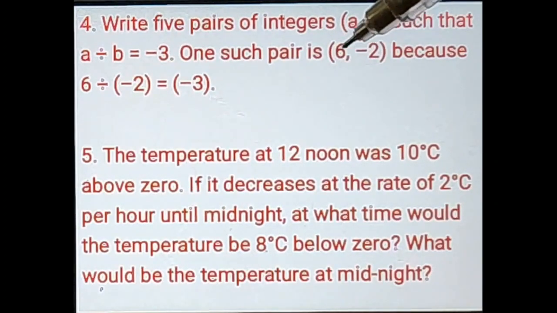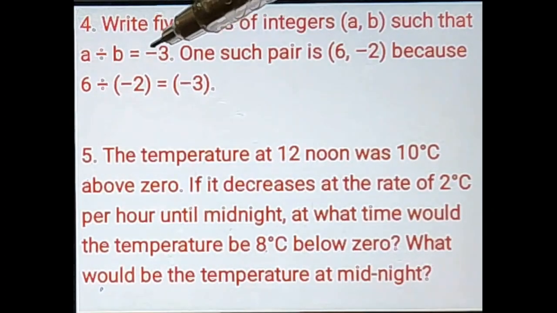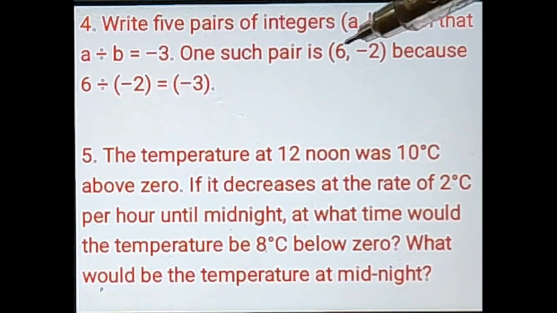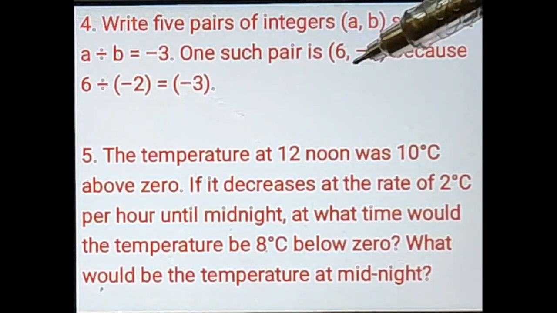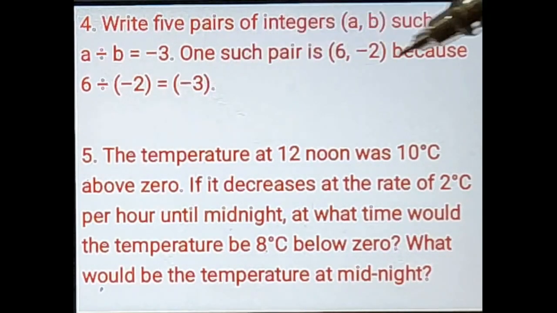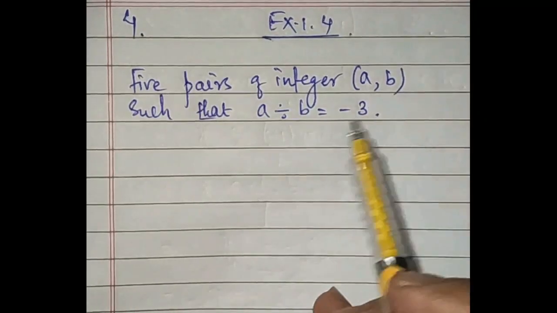One pair means there should be 2 integers. You and your sister are a pair, isn't it? So these 2 integers, you have to consider such numbers, 5 pairs you have to write, so that when you divide those numbers you will get minus 3. Look here, 6 divided by minus 2 is minus 3, right? So this type of numbers you have to write. So let us solve. Okay, so students, this is the overall question.